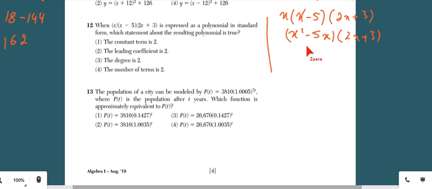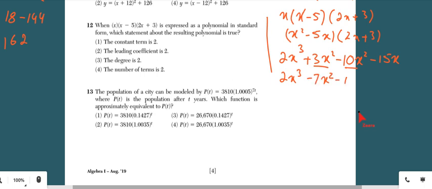Okay, now let's multiply both of them. So we will get 2x cubed, plus 3x square, minus 5x times 2x will become negative 10x square, and negative 5x times 3 will become negative 15x. Okay, so 2x cube, this will give us negative 7x square minus 15x. Now we have to see the constant; there is no constant term here.